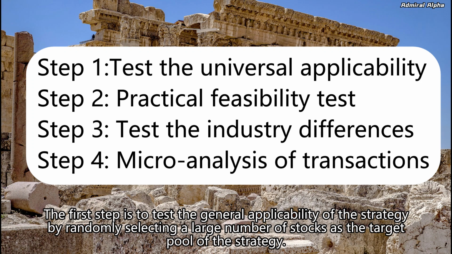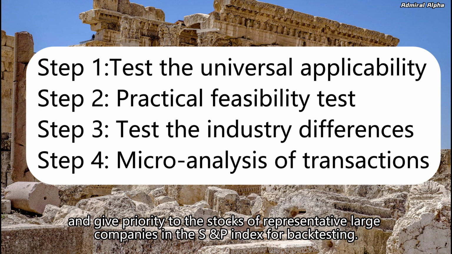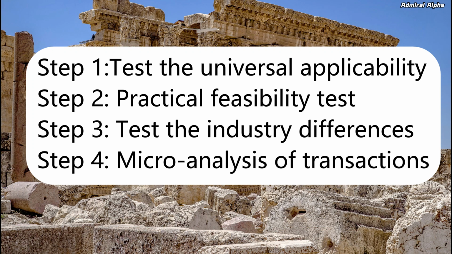The first step is to test the general applicability of the strategy by randomly selecting a large number of stocks as the target pool of the strategy. Compare the test results with a control group. Step 2. Practical feasibility test. Considering the convenience of ordinary traders, reduce the number of stocks in the target pool, and give priority to the stocks of representative large companies in the S&P index for backtesting.